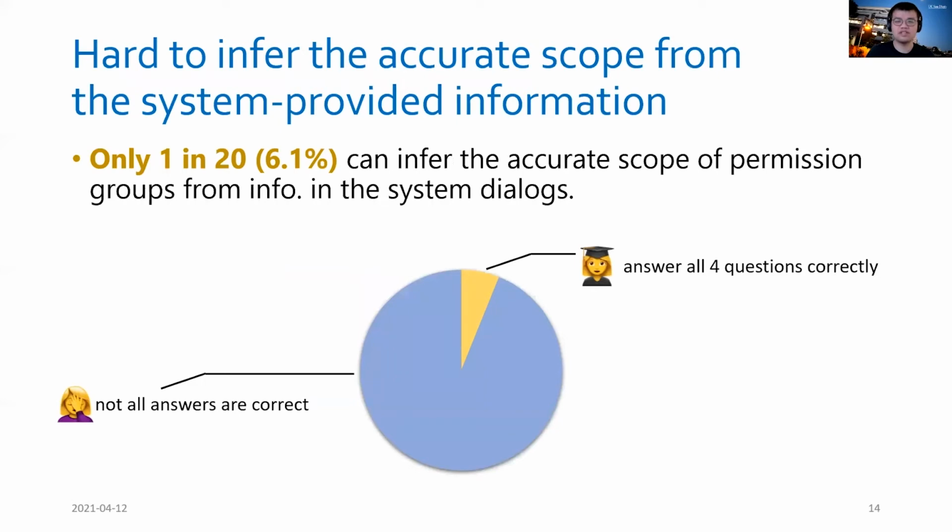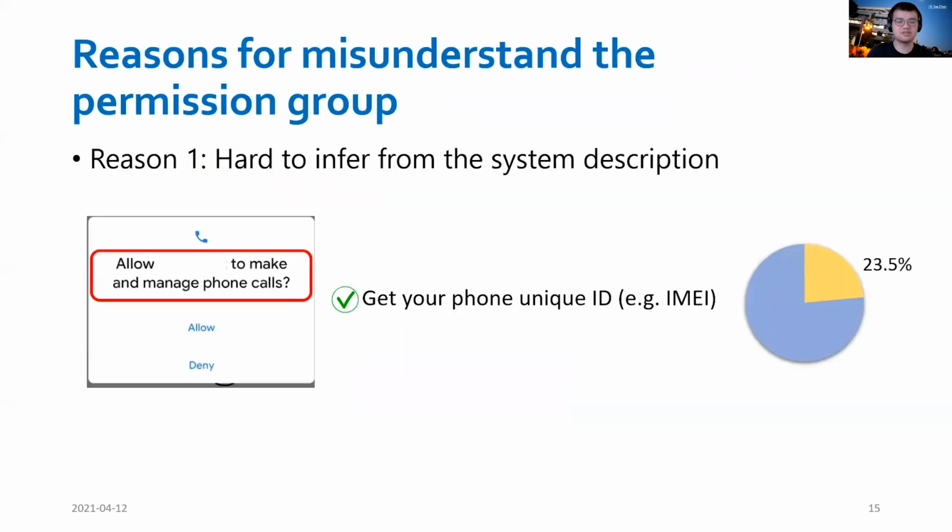Based on the study, we find that only 1 in 20 survey respondents can infer the accurate scope of permission groups based on the information from the system dialogs. Most users either miss some options in the groups or choose more capabilities than the permission group actually has.